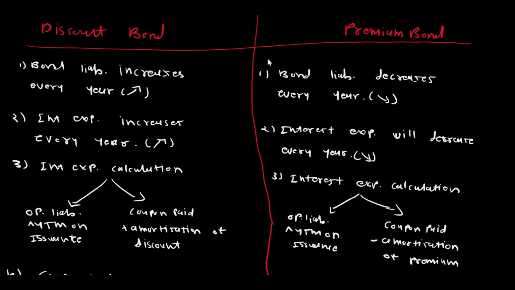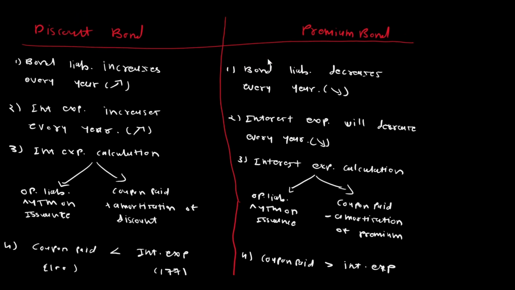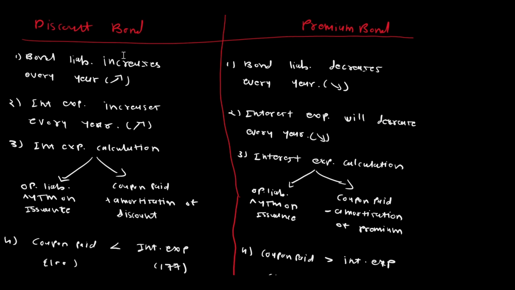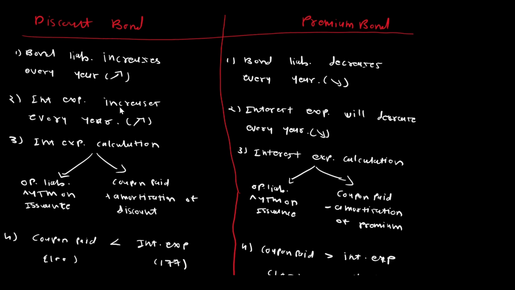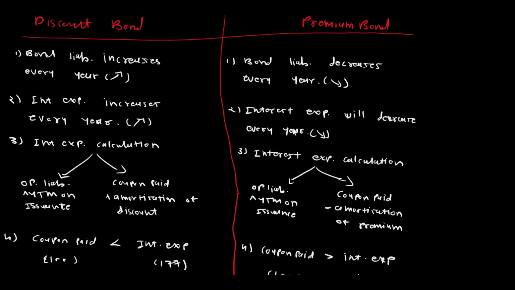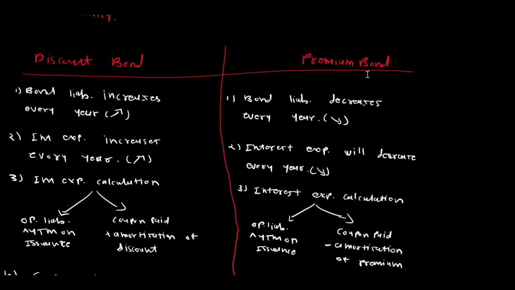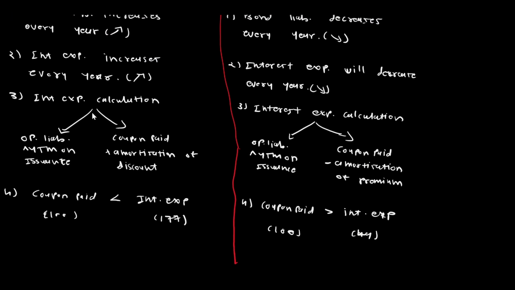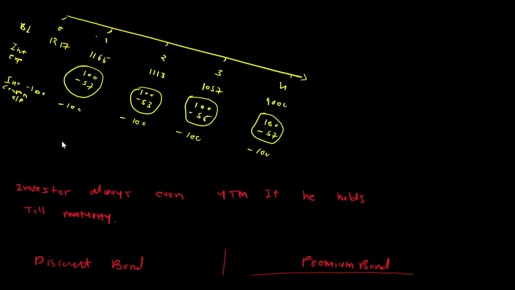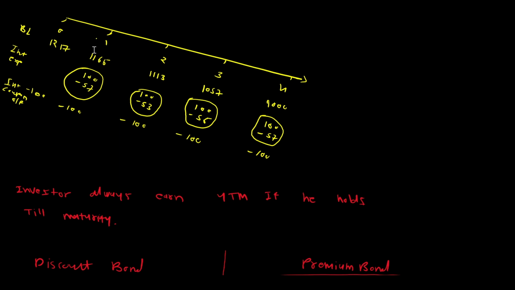Now let's check the difference between the two. In the discount bond, liability will increase every year. Premium bond liabilities will decrease every year. Interest expense increases every year in one and interest expense decreases every year in the other. And this is the interest expense decreasing, this is the interest expense increasing. Interest calculation will be opening liability multiplied by YTM at the issuance.